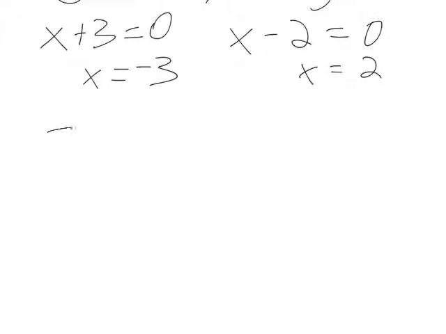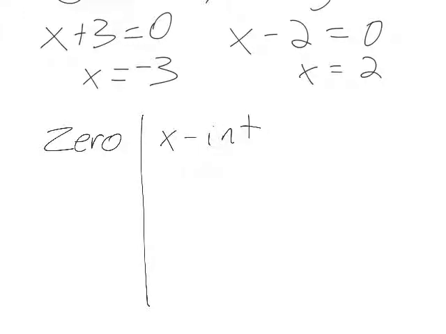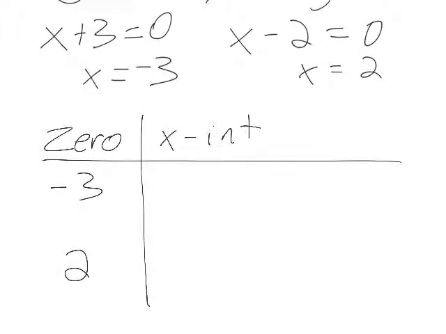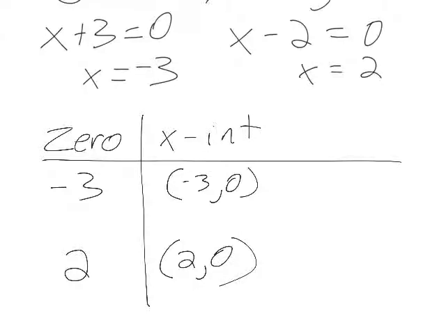Let's do this, zeros and x-intercepts. Put those next to each other in a little table. I've got two zeros, one at negative 3, one at 2. So my x-intercept would be negative 3, 0, because remember, when you're writing that ordered pair, the 0 is what you plugged in for y. So that's your y-coordinate. And then what you found is your x-coordinate. Same thing here, 2, 0 will be that x-intercept.